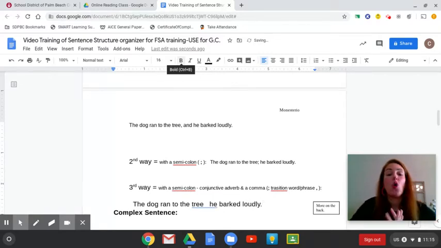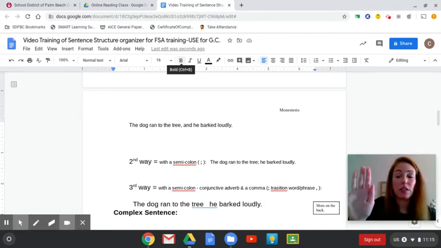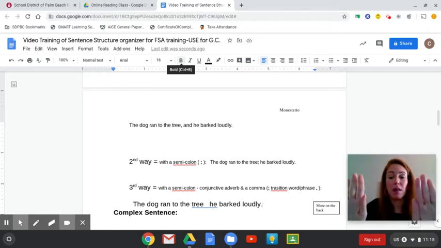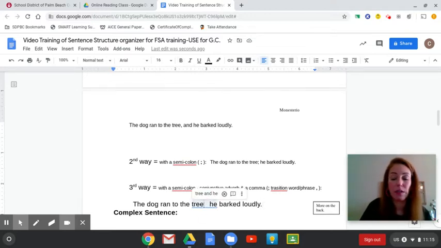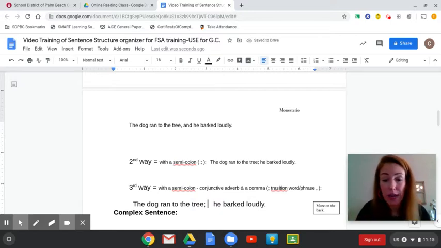Okay, put a period. We know that "the dog ran to the tree" is a complete thought. It's an independent clause. "He barked loudly" is a complete thought. It's an independent clause. So we have our two independent clauses, but this time we're going to link them using the third way. The third way is with a semicolon. Let's put a semicolon there. A transition word, or you could call it a conjunctive adverb.